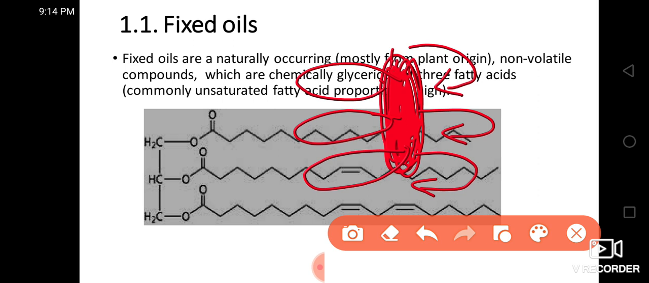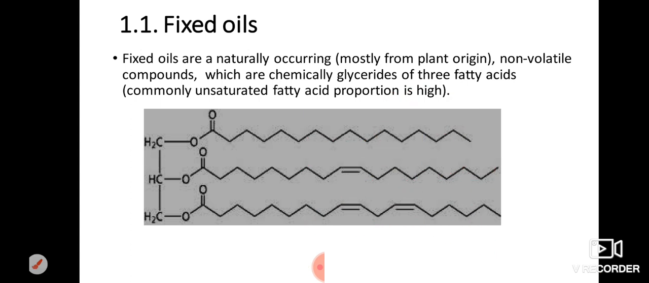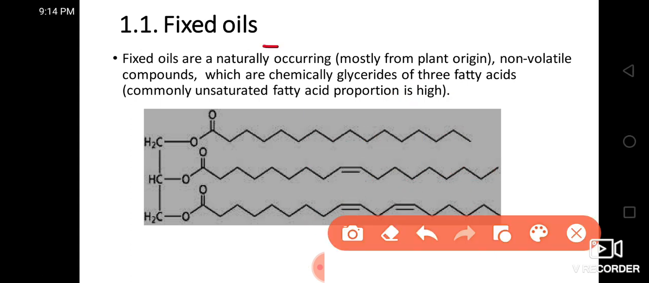Now we are going to discuss what oils are, and then we will discuss what fats are. So let's start. First is the oil. Fixed oils are naturally occurring, and most come from plants. We have discussed the source of lipids from plants, for example soybean oil, sunflower oil, castor oil, and olive oil. All of these oils are obtained from plants. Mostly you get oil from plants. They are non-volatile compounds, chemically glycerides with three fatty acids, meaning that they are triacyl glycerols.